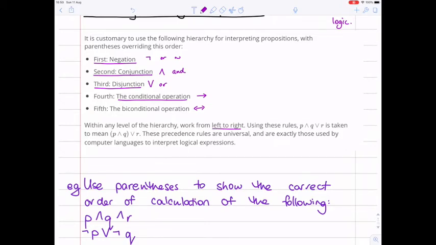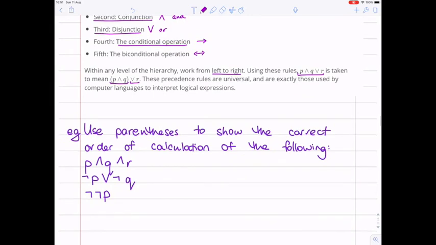So for example, if you were just given this, it would take to mean P and Q, you do that first, or R. And these rules are universal, and they're used by computer languages to interpret logical expressions. So when your computer's doing logic, this is how it's thinking about it.